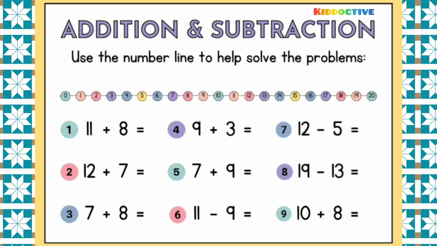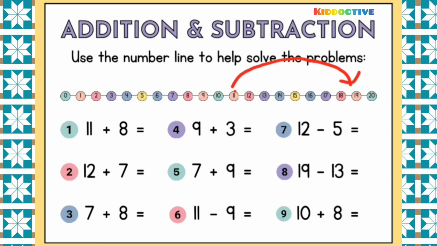So how can we show it through the number line? Here is the number 11. We are going to add number 8. So 11 plus 8 equals 19. Now we are going to do the second one.